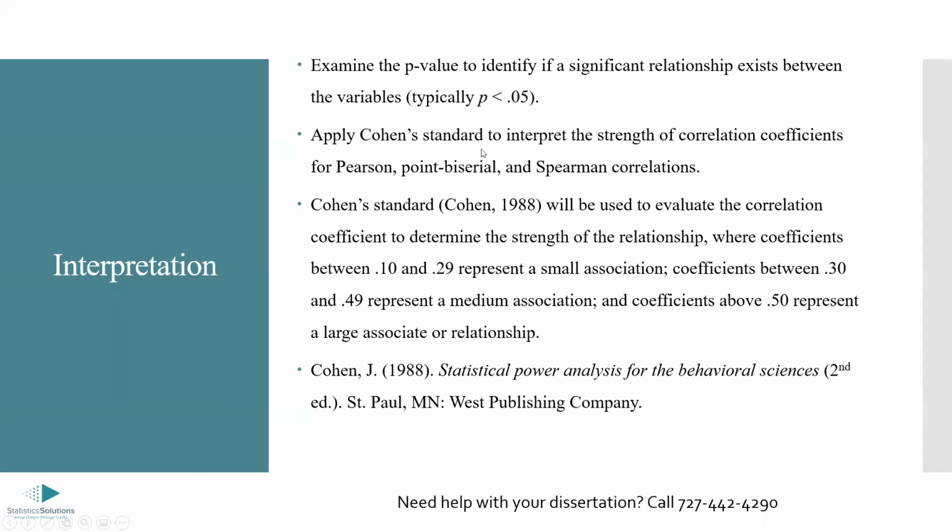Then you can use Cohen's standard to interpret the strength of your correlation coefficients. So here I've provided Cohen's standard. So first you look at the p-value, figure out if it's significant or not. Then you look at the correlation coefficient. And if it's between 0.1 and 0.29, you have a small association or relationship. If it's between 0.3 and 0.49, you have a medium or moderate association. And then if you have a coefficient greater than 0.5, then you have a large association relationship.